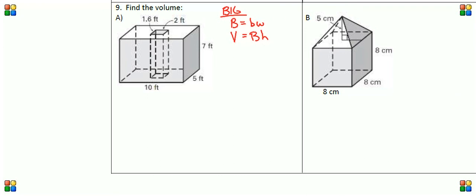Let's do some labeling here. I'm going to go ahead and shade in the bottom part, the bottom face, as our base, which means 10 feet is going to be our lowercase b, 5 feet is our lowercase w, and that leaves 7 as our height. Let's figure out the volume now of that shape.